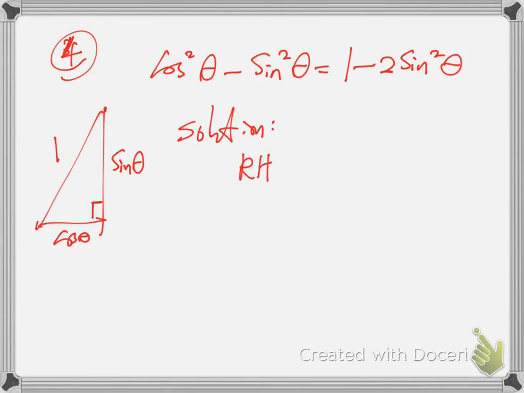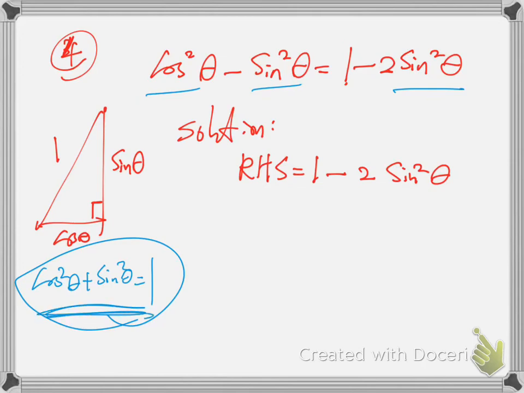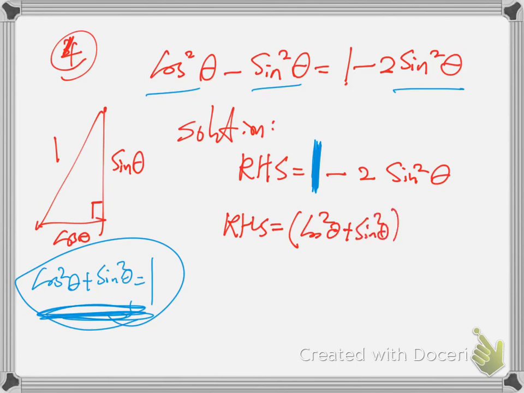On the right hand side there's a number 1 here. That's the thing we want to change: 1 minus 2 sine squared theta. Let's write down the Pythagorean theorem: cosine squared theta plus sine squared theta is 1. There are a lot of squares here, so you should think about the Pythagorean theorem. And there's a number 1 here, so this is the 1 that we're going to change to cosine squared plus sine squared. So the right hand side is cosine squared plus sine squared minus 2 sine squared.